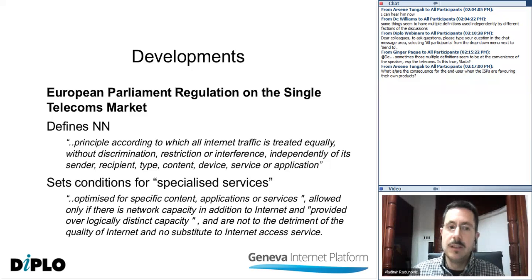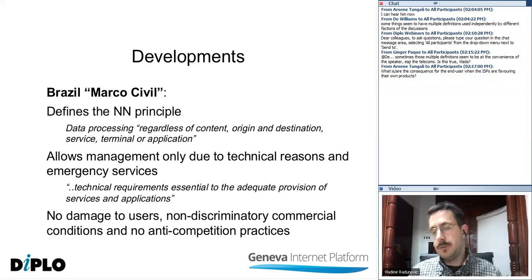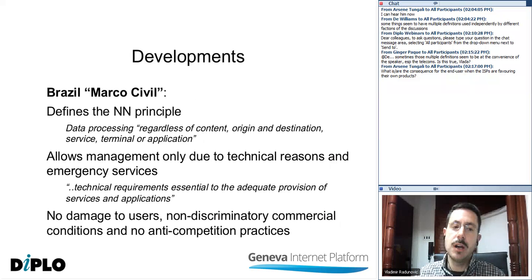The second development is the Brazilian Marco Civil, now the well-known template in a way for the national law on internet, which, among other principles related to human rights, freedom of expression, freedom of access to information, and so on, clearly defines the network neutrality principle. It also refers to data processing regardless of content, origin, and destination, very similar to the one previously seen in the European Parliament, but also the one seen in the Dutch law, Slovenian law, Chilean law, and the other legislation that already exists.